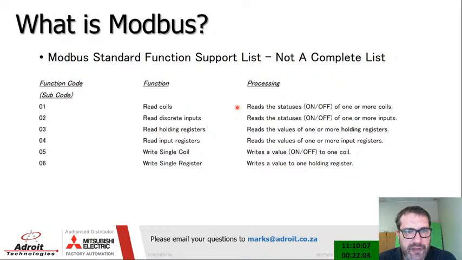Okay. 3 is you read your holding registers. 4 you read input registers. Those would be, for example, stuff like your analog inputs. 5 where you would write to a single coil, and 6 is where you would write to a single register. Okay.